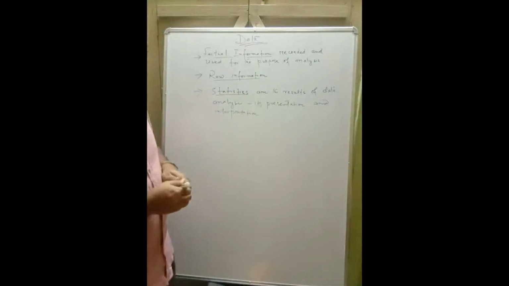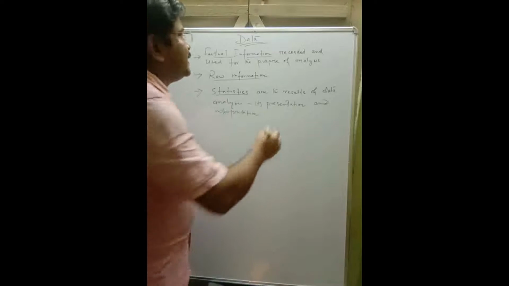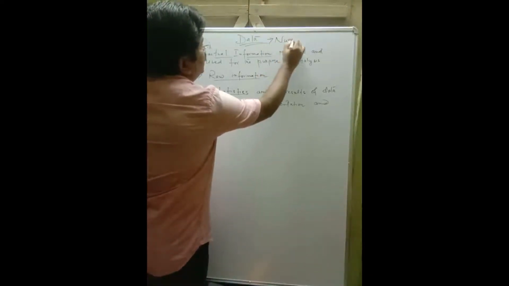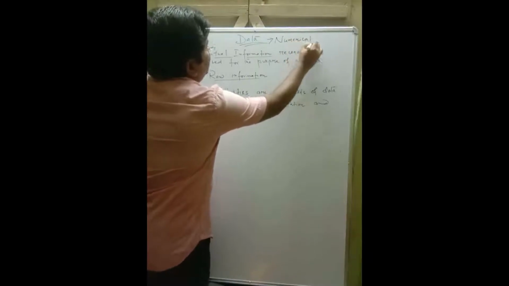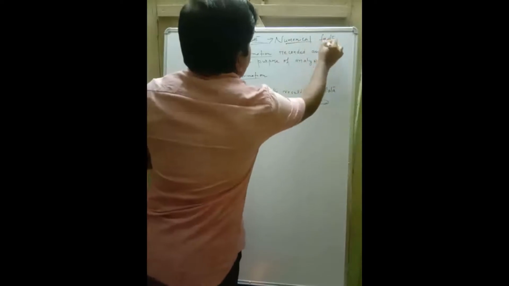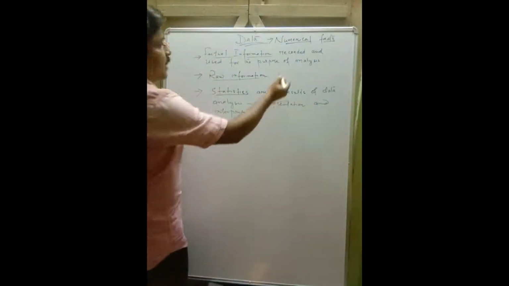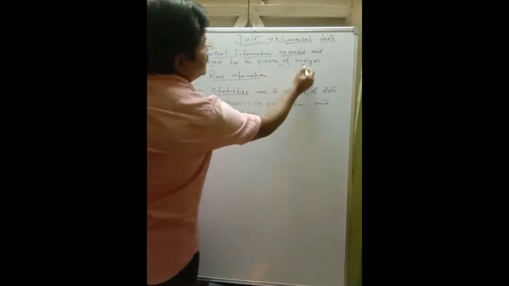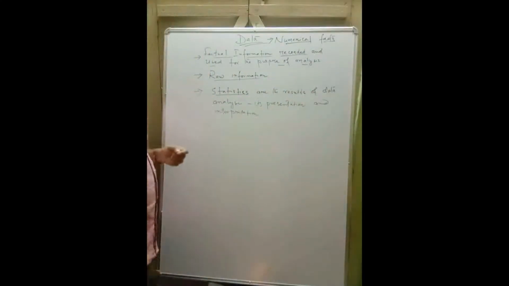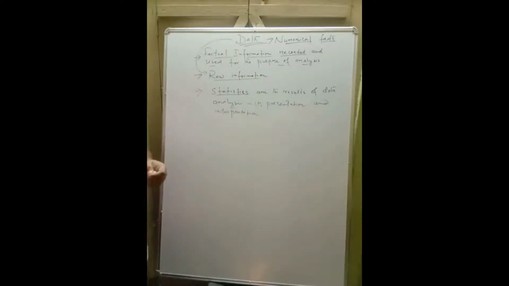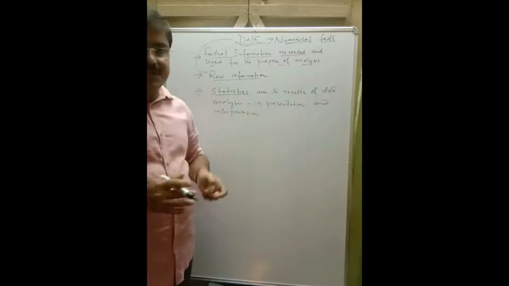So first of all, if you define data, then it is numerical information, numerical facts that are collected, recorded, and used for the purpose of analysis. Again, the data is collected in raw form, that is, it is not processed.